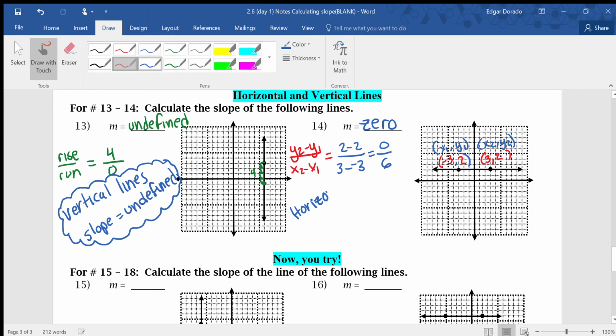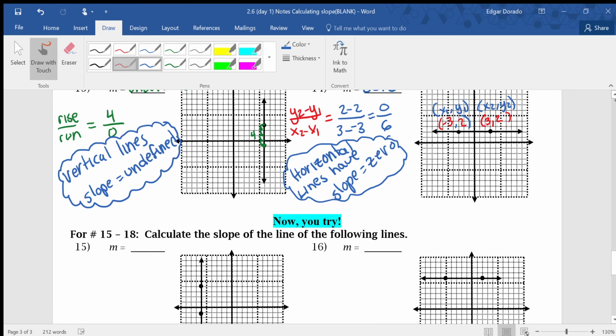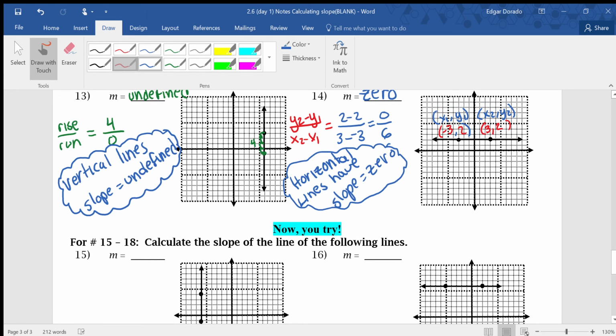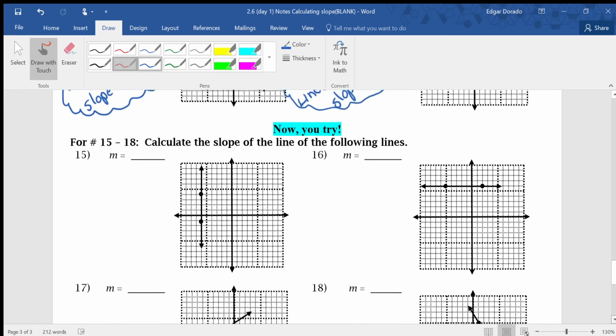Horizontal lines have slope equal 0. So vertical lines have slope equal undefined. Horizontal lines have slope equals 0. So what I want you guys to do is try either of those 2 methods that I did above. So either the method I did in number 13, which was just count using the graph, or do number 14 by using the actual formula for the slope. So go ahead and try out number 15 and 16, and we'll see how you guys do.